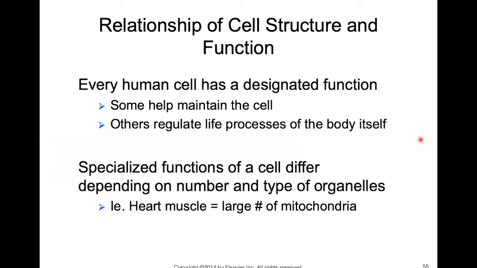All right, and as I mentioned before, every human cell has a specific function. Specialized functions of different cells depend on the number and types of organelles found. So this is the example I've been talking about a few times so far. Our heart muscle, or cardiac muscle, contains a large number of mitochondria compared to skeletal muscles. And this is because the cardiac muscle is always contracting, right? So we need a lot of powerhouses in those cells to produce all the energy needed to keep the heart contracting.